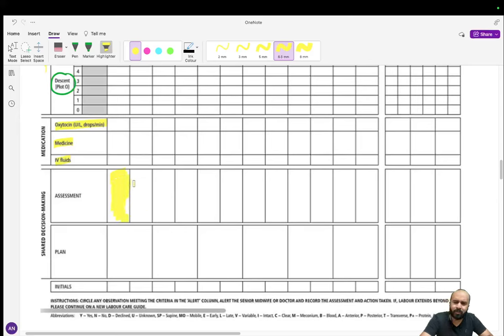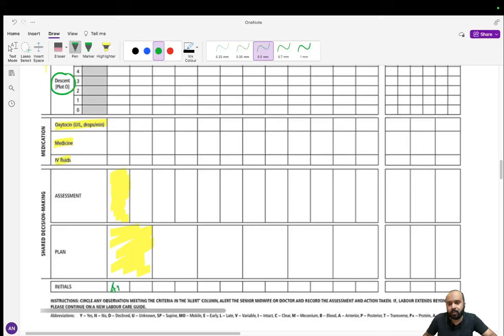Is it protracted labor, or is there fever, or is the patient looking dehydrated, or what is the problem? So I'll write my assessment. I'll then write my plan for it. I'll write that oxytocin has to be given, or do a cesarean section, or increase the antihypertensives, because the earlier antihypertensive dose is not controlling the blood pressure. So all these have to be written in the plan, and I will sign my initials over here.